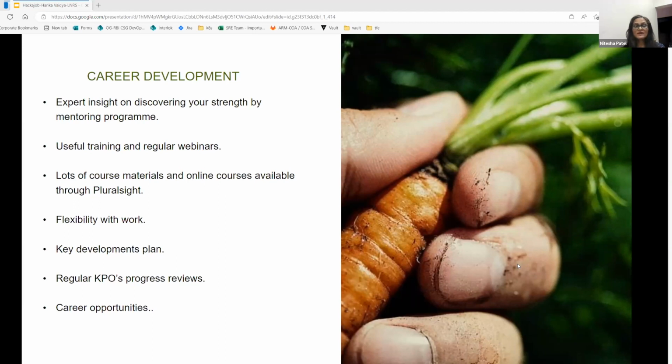Then the progress of your KPIs is regularly monitored, like monthly, and if there are any changes or you need any more help or guidance, it is available for you.